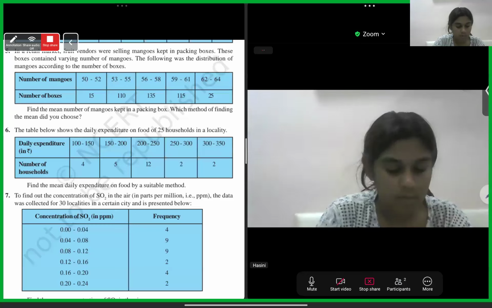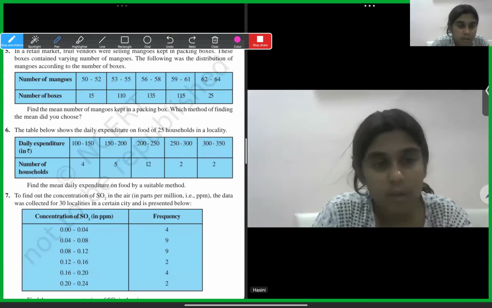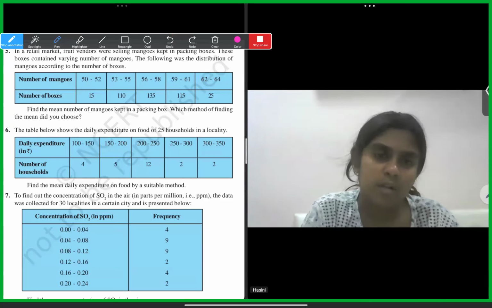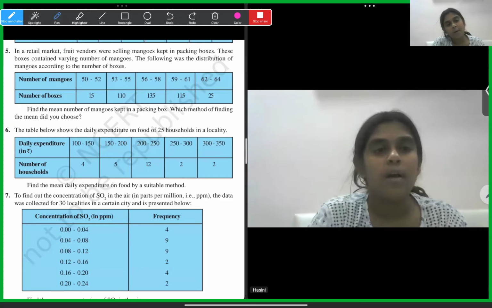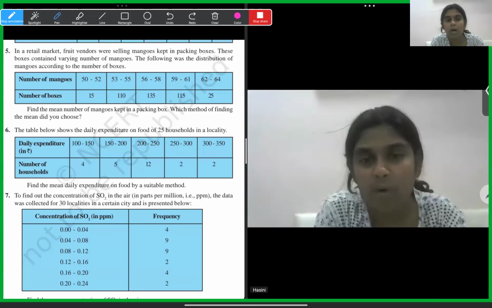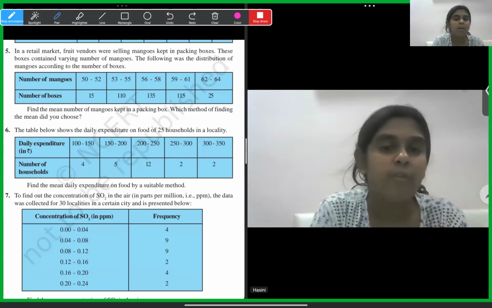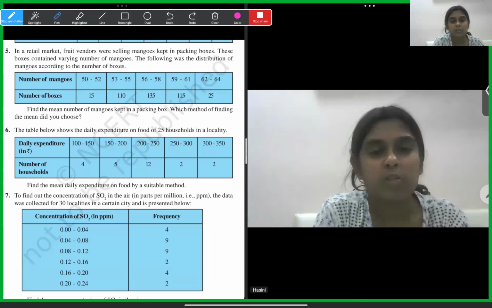So read this question. The fifth one. In the retail market, fruit vendors were selling mangoes kept in packing boxes. These boxes contained varying number of mangoes. The following was the distribution of mangoes according to the number of boxes.